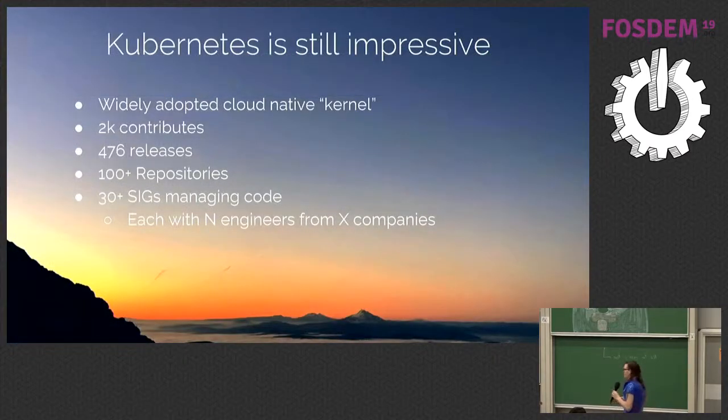So Kubernetes is still impressive, despite the fact that we've gotten into a little bit of trouble along the way. It's widely adopted as the new cloud-native kernel. The main 3 cloud providers have all said, yes, we want to adopt these APIs. We have over 2,000 contributors in the top-level repository alone, with 476 releases, 100-plus repositories in the Kubernetes GitHub org, and 30 SIGs, or special interest groups, each managing code, each with n number of engineers working for X companies.